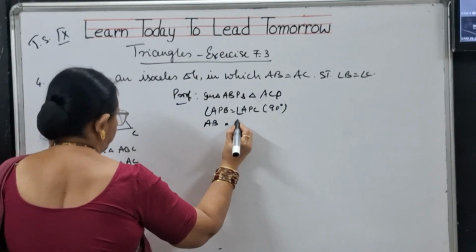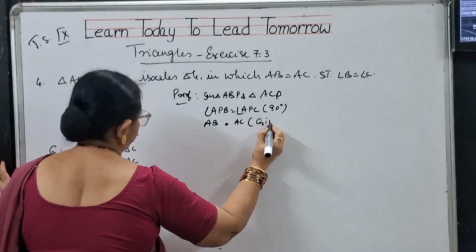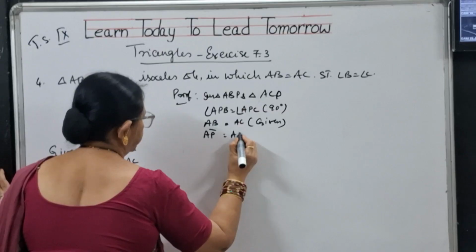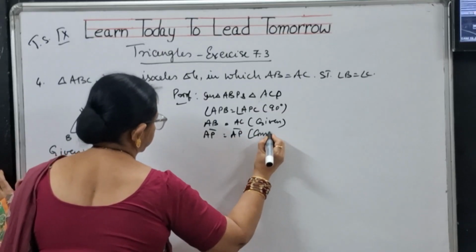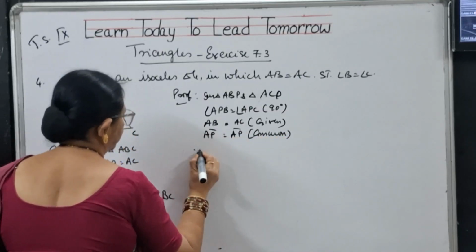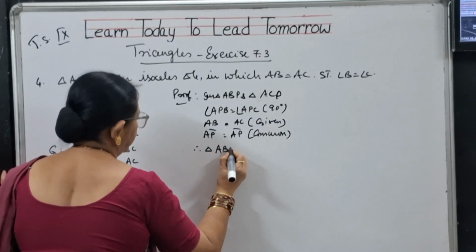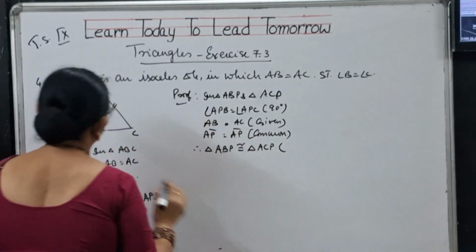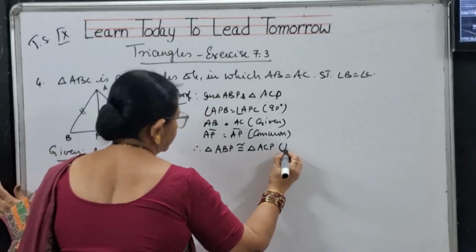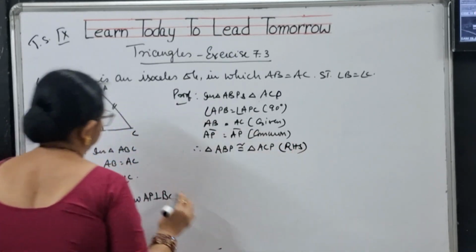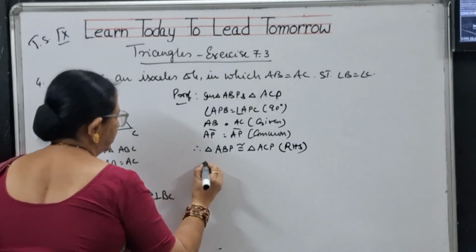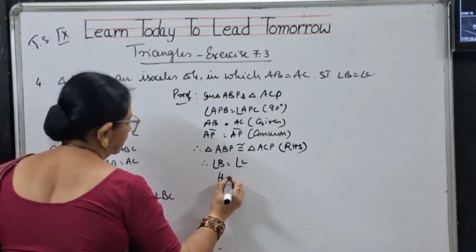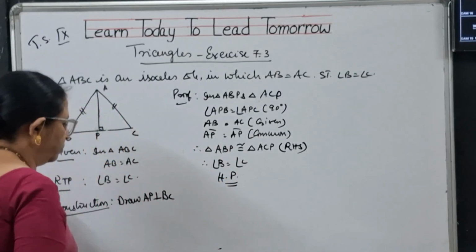AB is equal to AC. This is given to us. And AP is equal to AP. It is common. Therefore, triangle ABP is congruent to triangle ACP basing on right angle hypotenuse side RHS property. When these two triangles are congruent, their corresponding angles are equal. So angle B is equal to angle C. This is how you have proved, children.